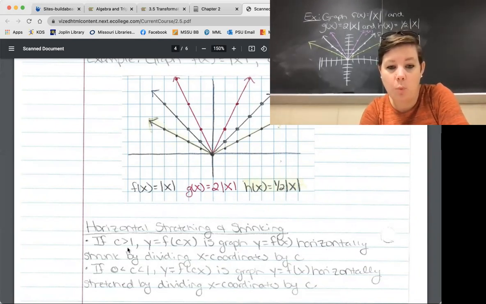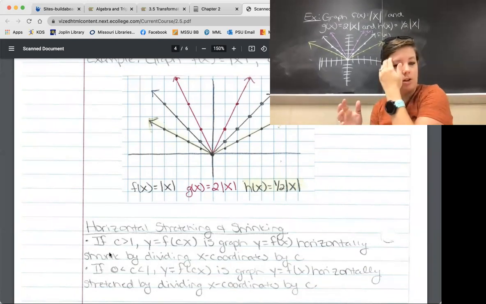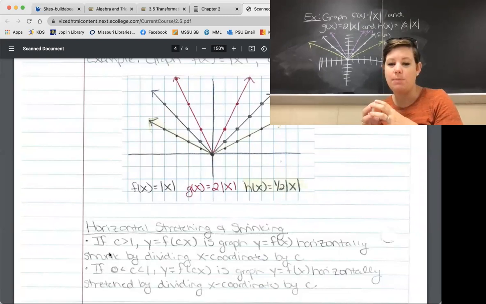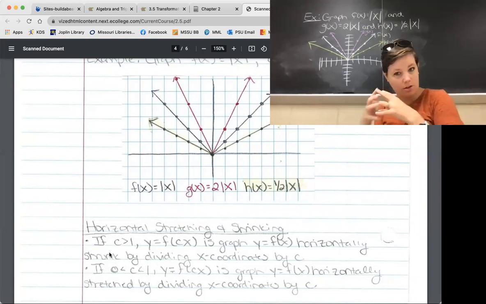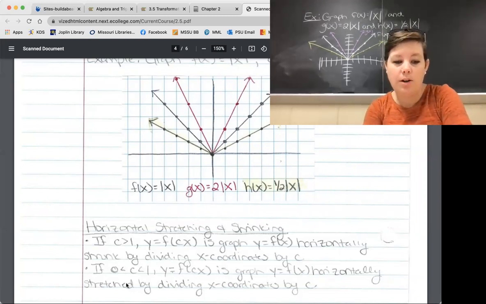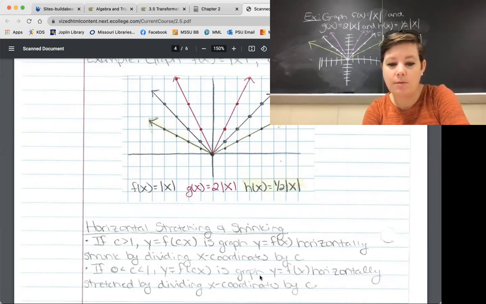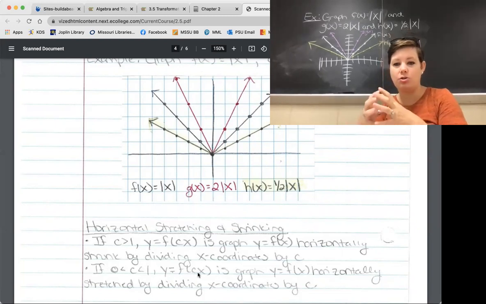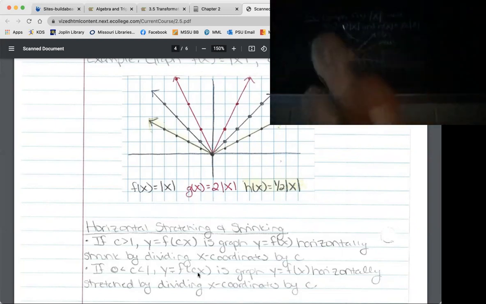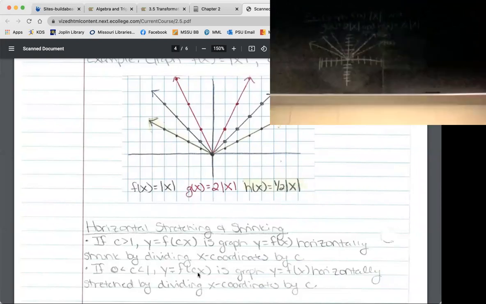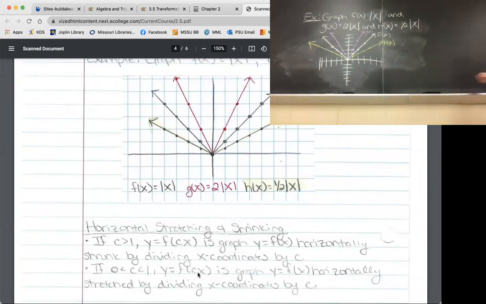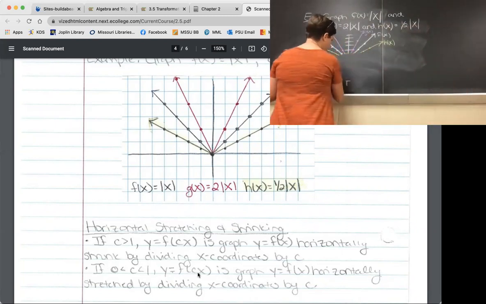So when C is greater than 1, f of C times x is the graph of horizontally shrinking instead of stretching. You're going to shrink by dividing the x coordinates by C. So instead of making it bigger, we're actually making it smaller. And when our C is between 0 and 1, we're dividing the x coordinates and getting bigger values. So we're going to shrink it if C is greater than 1, or stretch it if C is between 0 and 1.